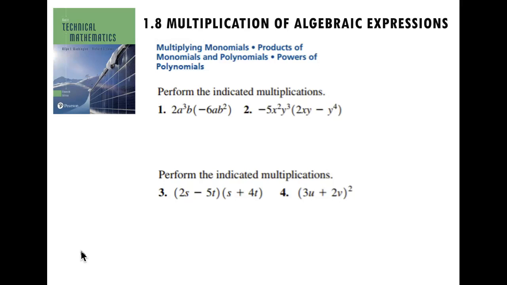In Lesson 8 of Chapter 1, we're going to be multiplying algebraic expressions together. So in this one, we're going to try to multiply this monomial times this monomial. All that's multiplication. So in order to do that, we're just going to multiply the 2 times the negative 6, the a cubed times the a, and the b in the first term times the b squared.